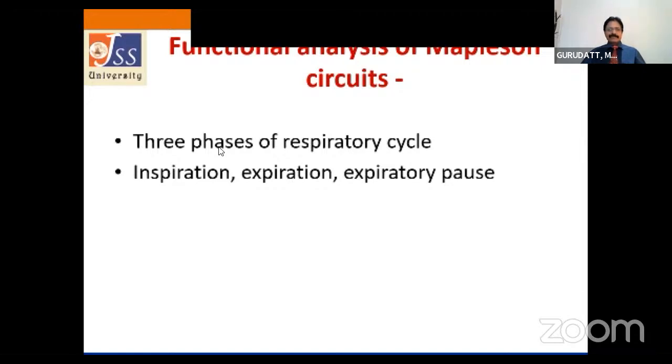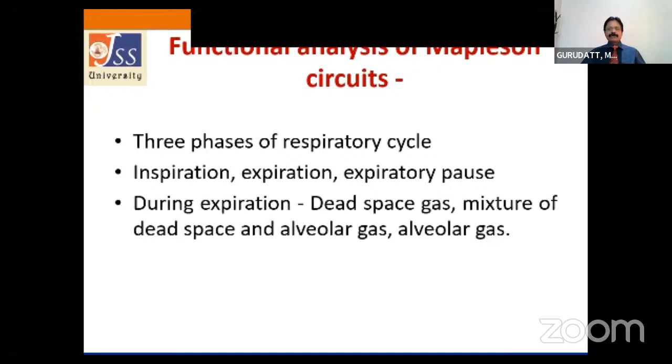One thing is, every respiratory cycle has 3 phases. You should always remember the inspiratory phase, the expiratory phase, and the expiratory pause. During expiration, which is more important for us, the first gas to come out is the dead space gas. The next is a mixture of dead space and alveolar gas. And the last one to come out is the alveolar gas.